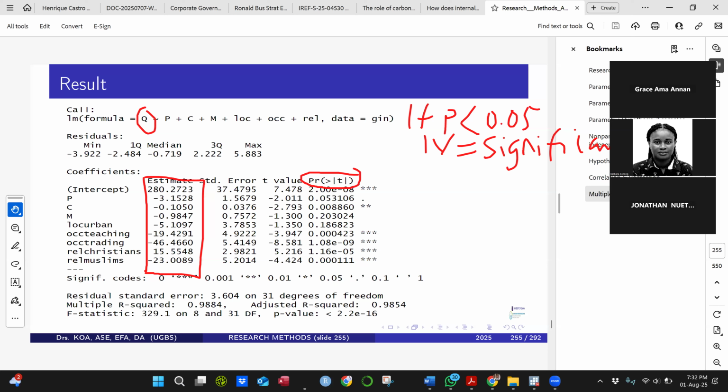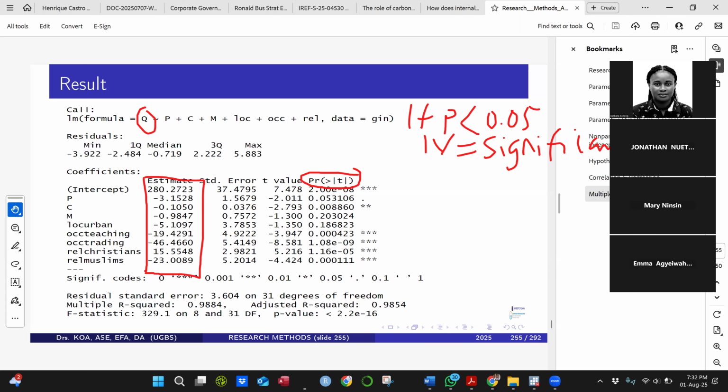Correct. Occupation teaching. Is it significant or insignificant? Mary. It's significant. Since occupation teaching's p-value, 0.0000423, is less than 5%, it means that the occupation teaching estimate is significant.